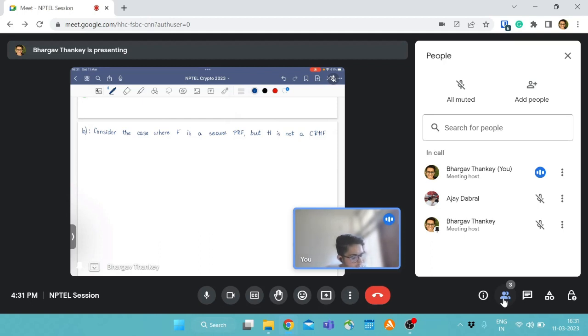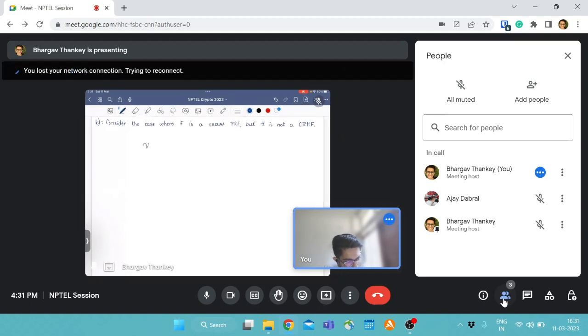In that case, here's what we'll do: we'll construct a PPT adversary for F prime. And here's how we'll do it. Rather, a PPT distinguisher for F prime.